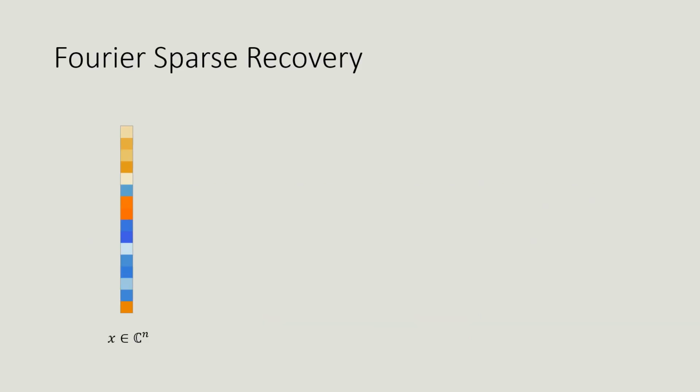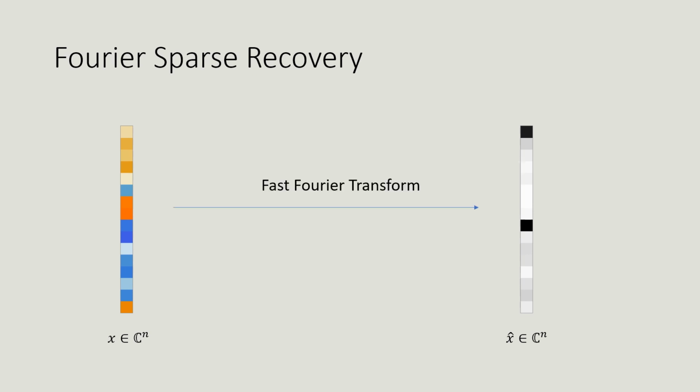Suppose that we have a signal x, which is an n-dimensional vector. Its Fourier transform, which we denote by x hat, is also an n-dimensional vector. Currently, the best algorithm to compute the Fourier transform of a vector is called the fast Fourier transform, which reads all the coordinates of x and runs in time O(n log n), which is almost linear in n. The coordinates in the Fourier domain are also called frequencies.